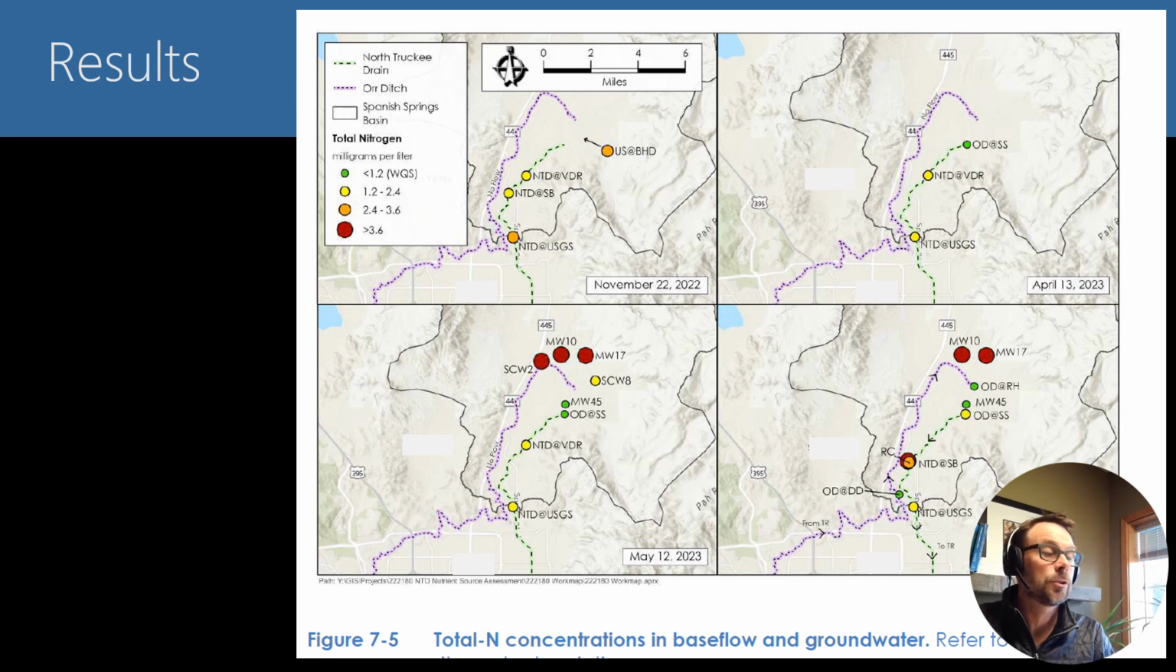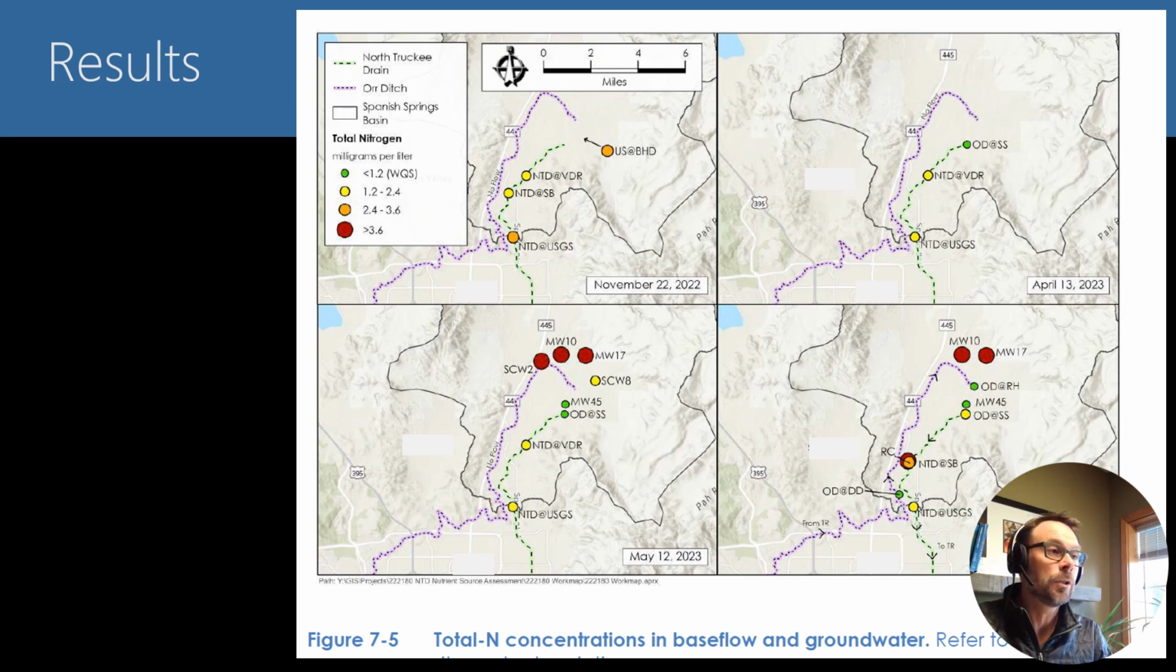These four maps show total nitrogen concentration in base flow and groundwater across different times of the year. The increasing concentrations are shown here as increasing size of the circles and change in color. Green represents that it meets local or regional water quality standards, whereas red shows some of the highest values measured. Under periods when no river water was imported to the basin, shown here in the top two maps, the total nitrogen concentration increased in the downstream direction.